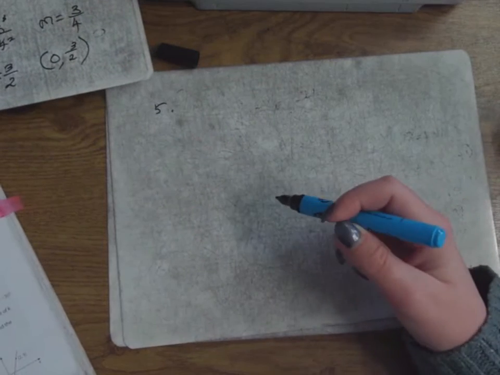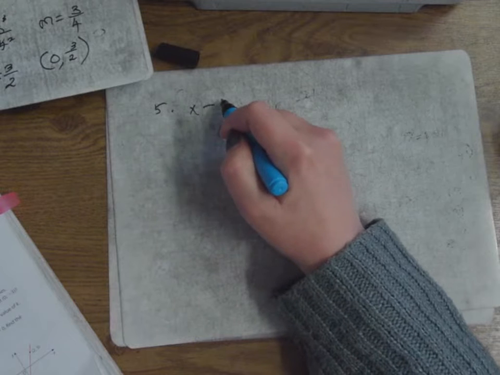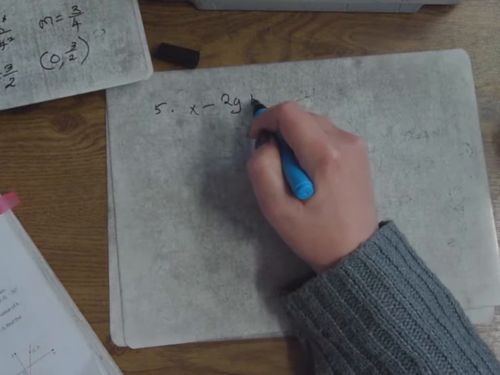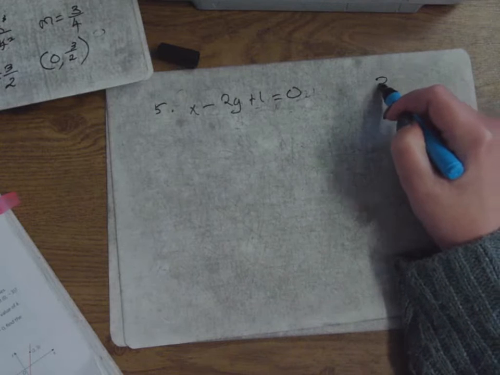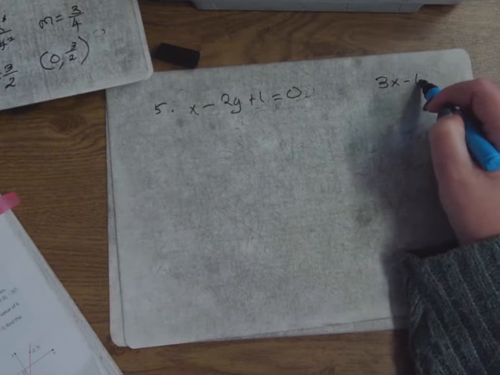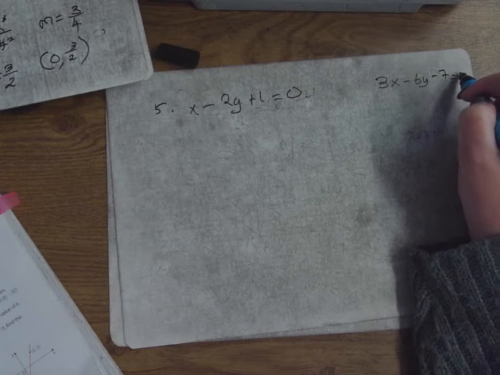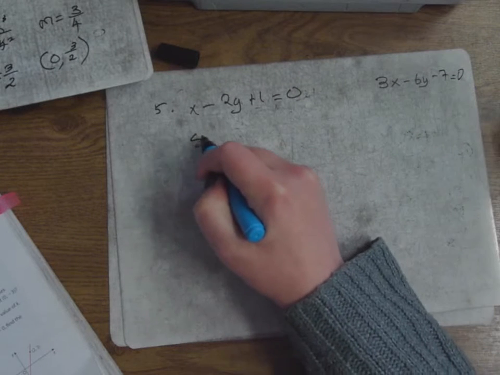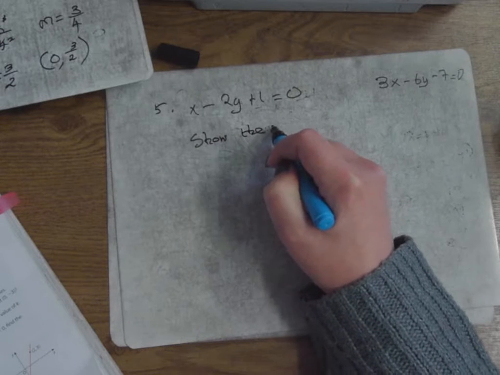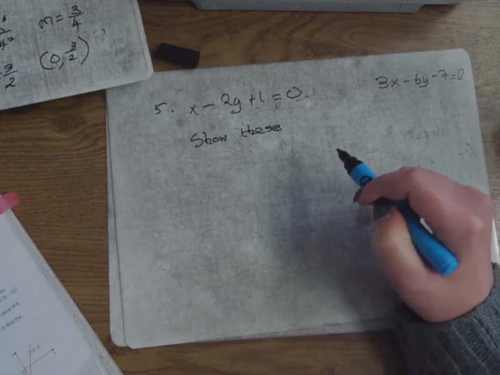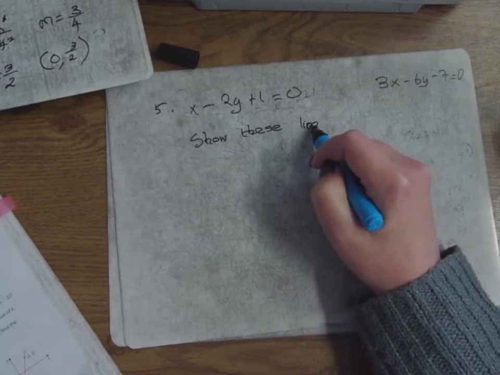The book, okay? I know you don't have the book, but it says, show that. Here, in number five, is one line, and here's the other line, 3x minus 6y minus 7 equals 0. And the question is, show these lines are parallel. You can just listen, right? Show these lines are parallel.